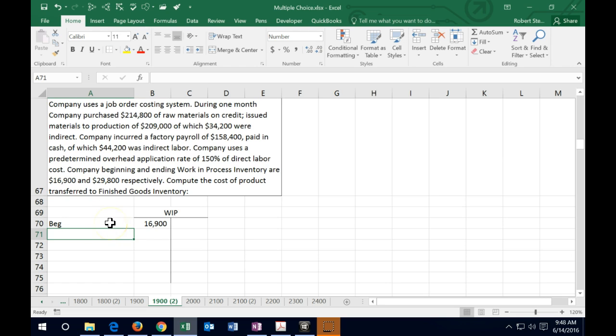16.9 is what we start off with. What we're trying to get to is the amount that got transferred out. So we're going to have to see the activity during the period and then subtract it from the ending balance. Now, what is included in work in process?